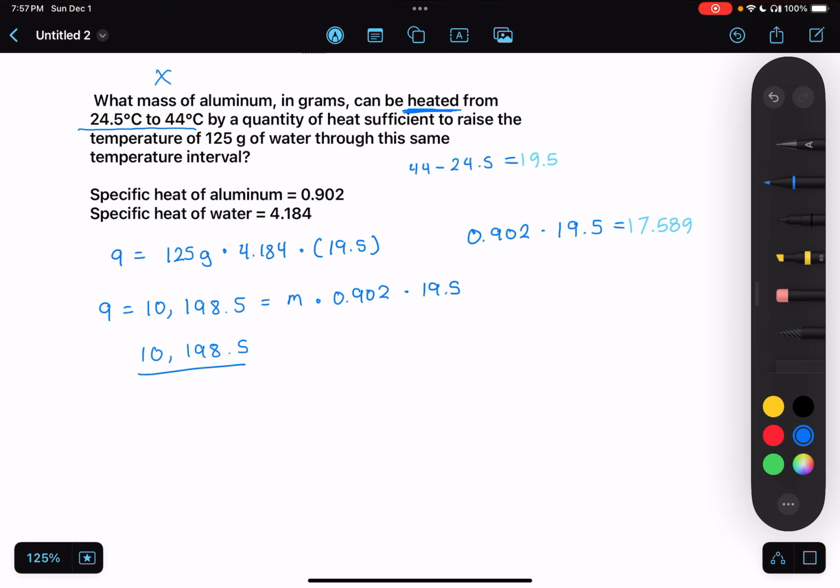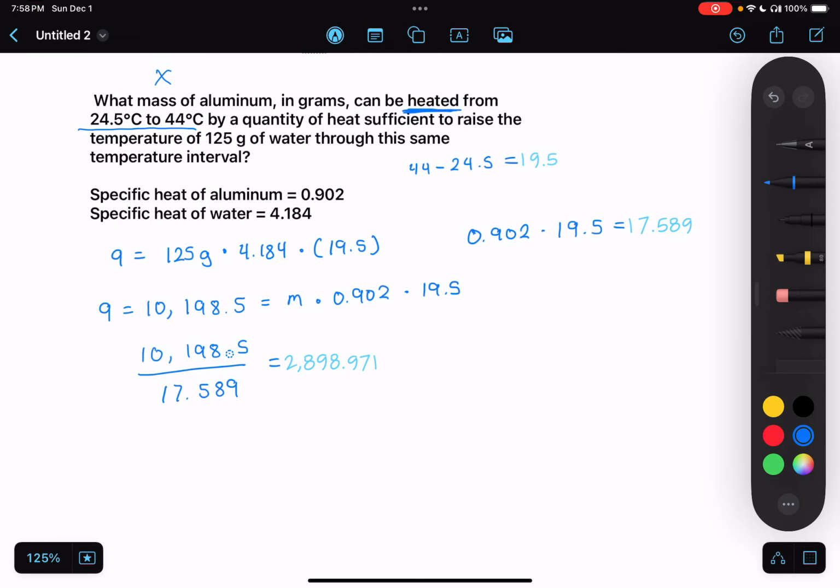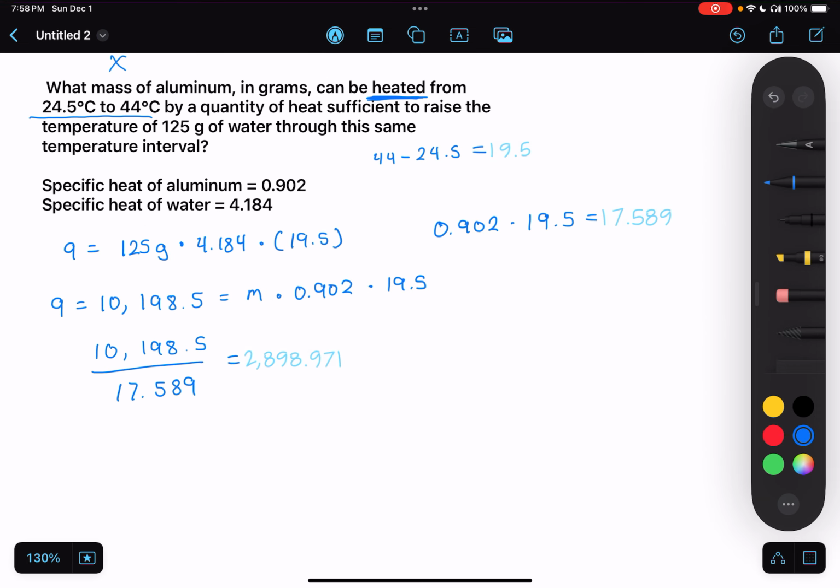And then let's do this one over here, 17.589. Did I say a completely different number just now? Sorry about that. So 10,198.5 divided by 17.589. Yes. And we get 2,898.971.